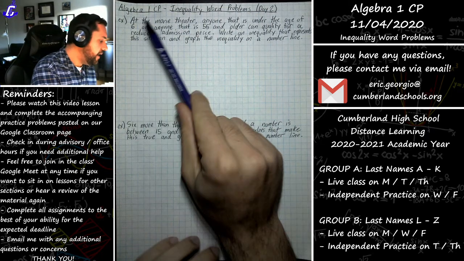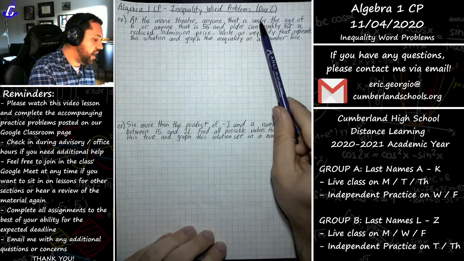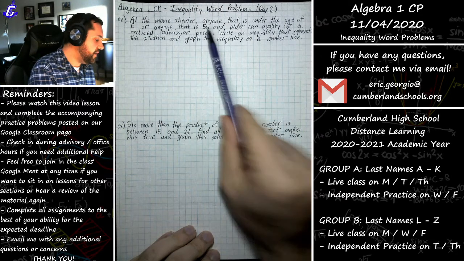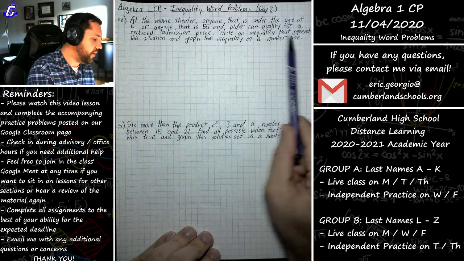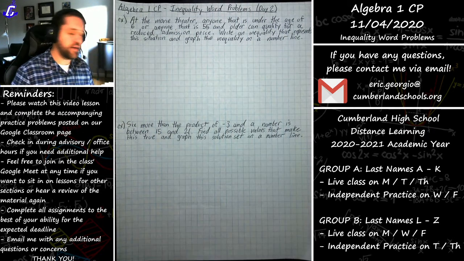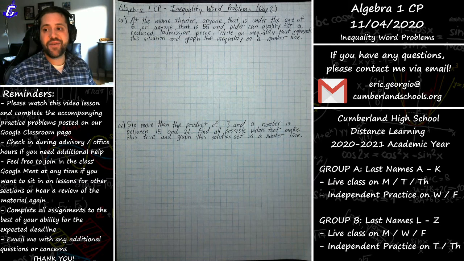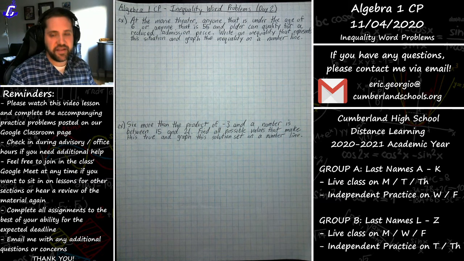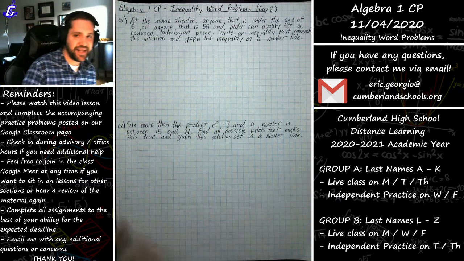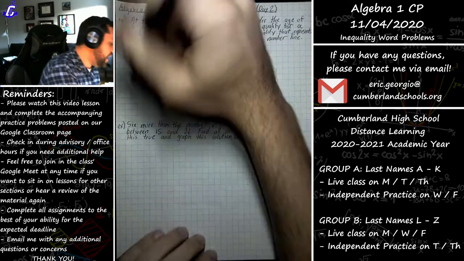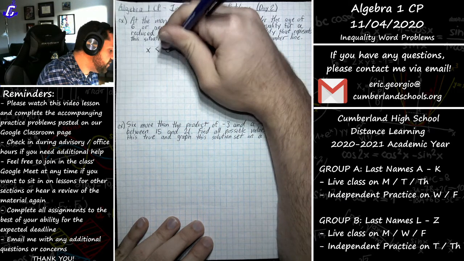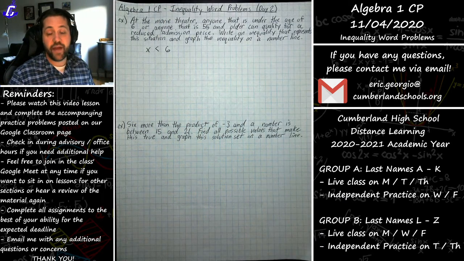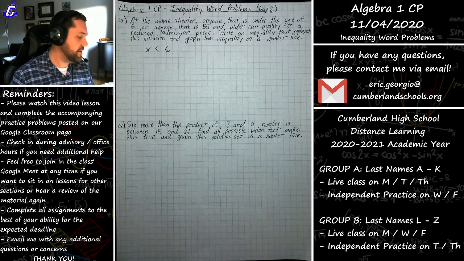It says, at the movie theater, anyone that is under the age of 6 or anyone that is 55 and older can qualify for a reduced admission price. Write an inequality that represents the situation and graph the inequality on a number line. So anyone that is under the age of 6, let's suppose a person's age is X. I don't know what their age is. So any age that's less than 6 can qualify for that reduced price, right? So if your age is X and X is less than 6, then you'd be A-OK, all right?